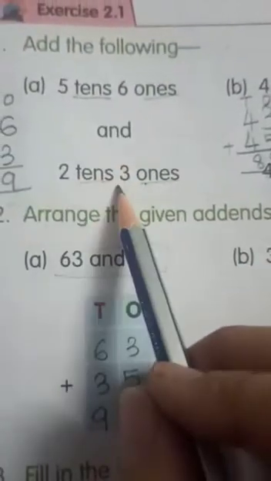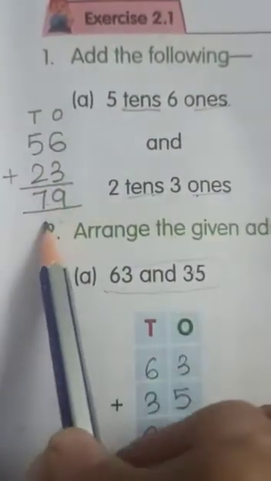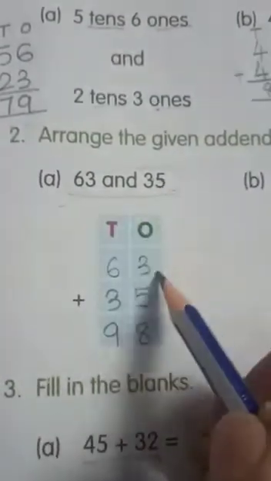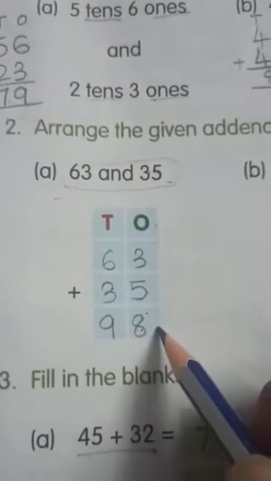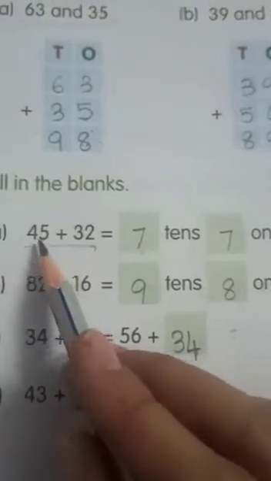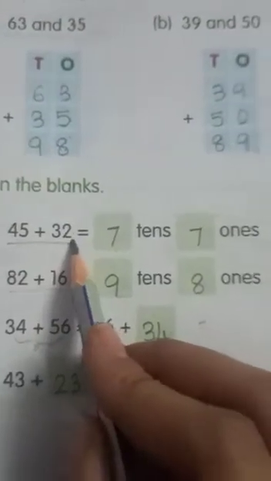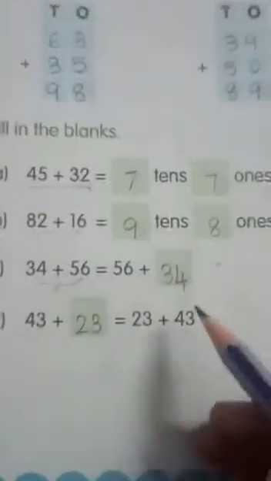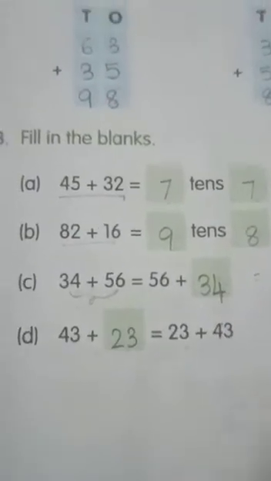Now in exercise 2.1, children, it is given in 5 tens and 6 ones and 2 tens and 3 ones. So you have to arrange them in their columns and then add. In the same way, in the second question also, you have to arrange these numbers in the columns and add them. Now you have to add them first and write the ones and tens number. And here you have to change the order of numbers.